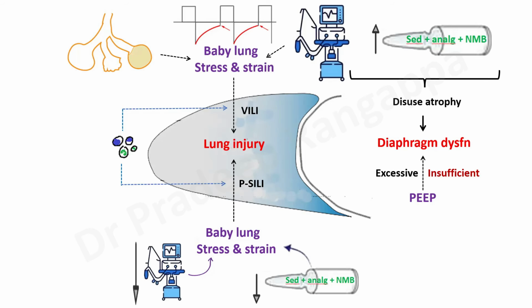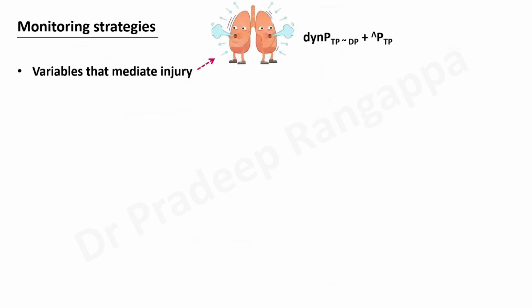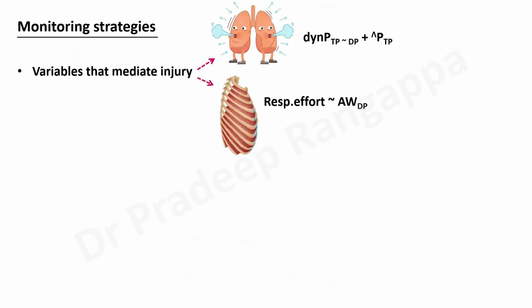So what is the monitoring? Now we have understood this. So the next question is, how do we monitor for mitigating these stresses? The way we can monitor is we have to look at various pressure indices that mediate injury. The factors that determine the lung stress are dynamic transpulmonary driving pressure and peak transpulmonary pressure. So these are the two pressures which have a bearing on the lung stress.